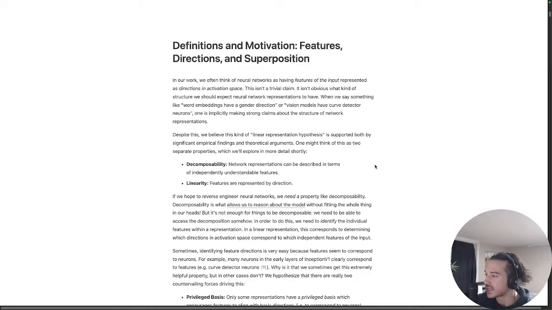One might think of this as two separate properties, which we'll explore in more detail shortly. Decomposability: network representations can be described in terms of independently understandable features. Linearity: features are represented by direction.